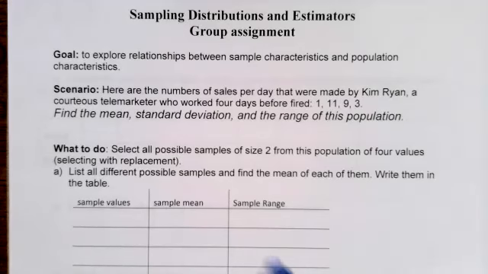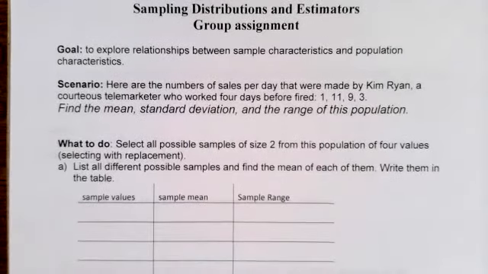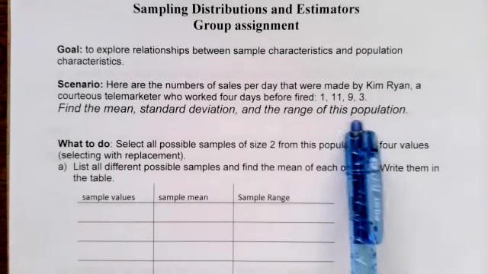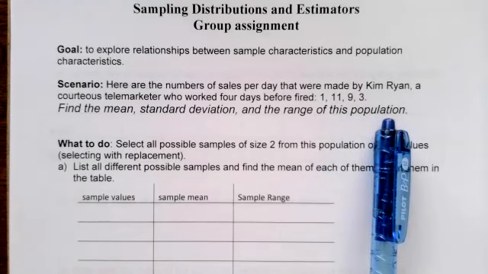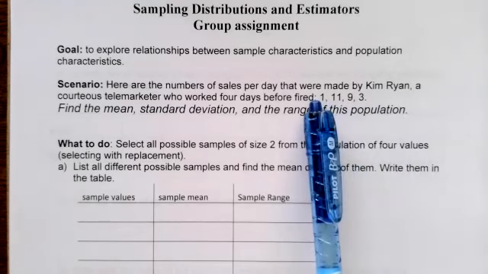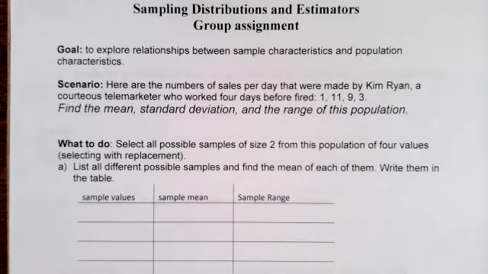So here, the scenario: I'm giving you 4 numbers, 1, 11, 9, and 3. And this is your population. This is not a sample. This is a population because there were no other numbers. These are the only numbers that are available to us.